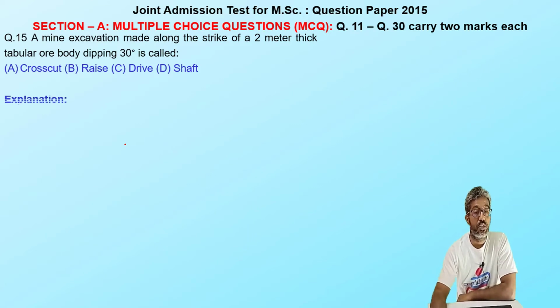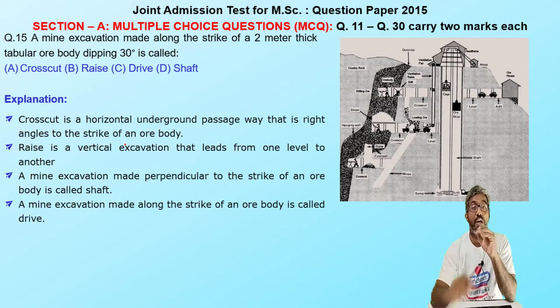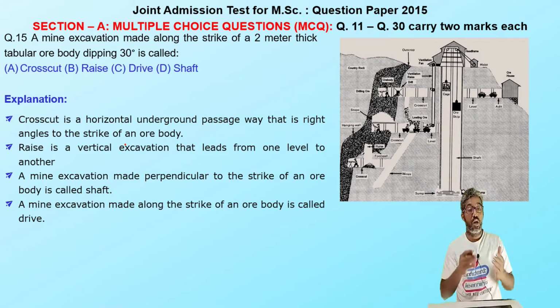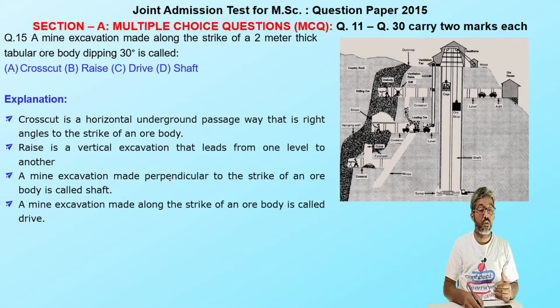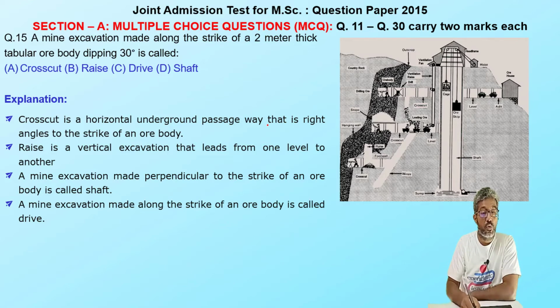Moving to the next question, it is related to your mining geology, a definition based question, where we have crosscut, raise, drive, and shaft. What do all these mean? If you read any good book for mining geology, you will get the definition of all. Let me read for you. Crosscut is a horizontal underground passageway that is at right angle to the strike of the body. But we are looking for along the strike, so this is not it. Right angle is 90 degrees.